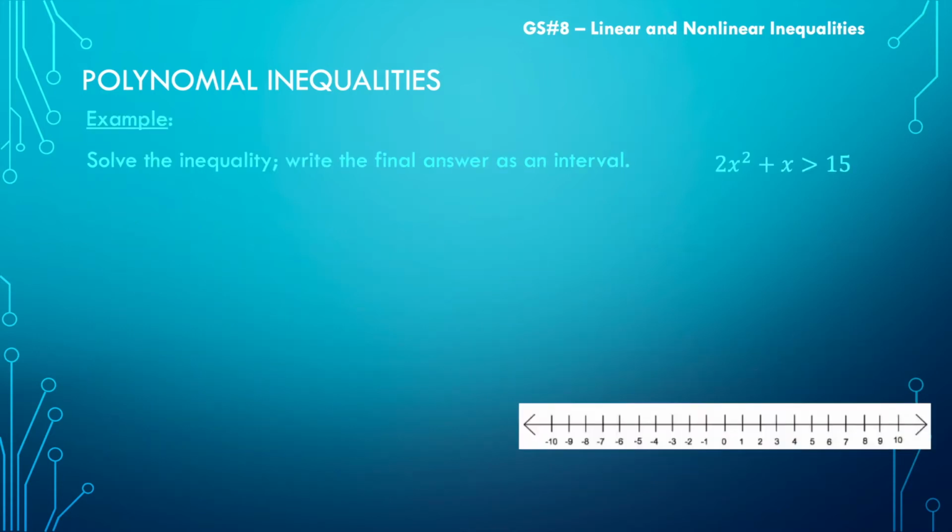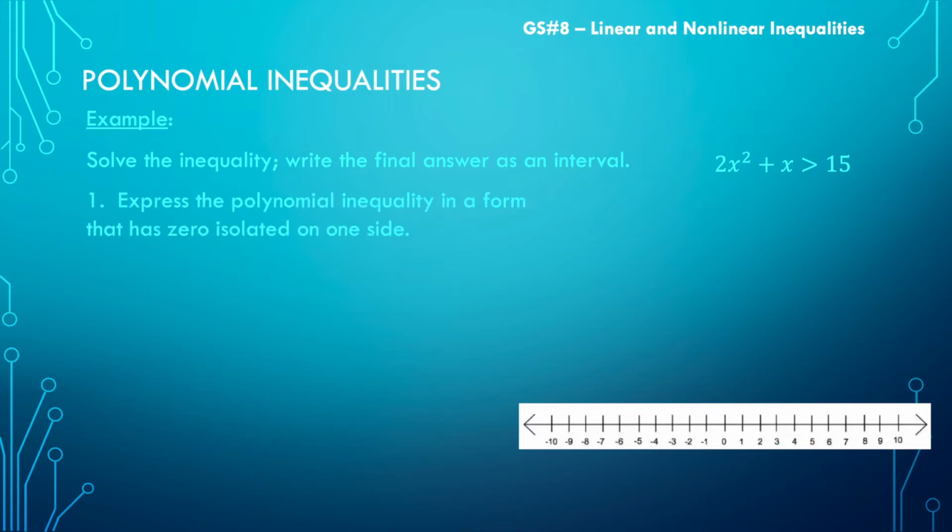The first example we're going to look at is a quadratic example. So we're going to solve this inequality, and we are going to make sure we write our final answer as an interval. So this is saying I want all the x's that satisfy this: 2x squared plus x is greater than 15.